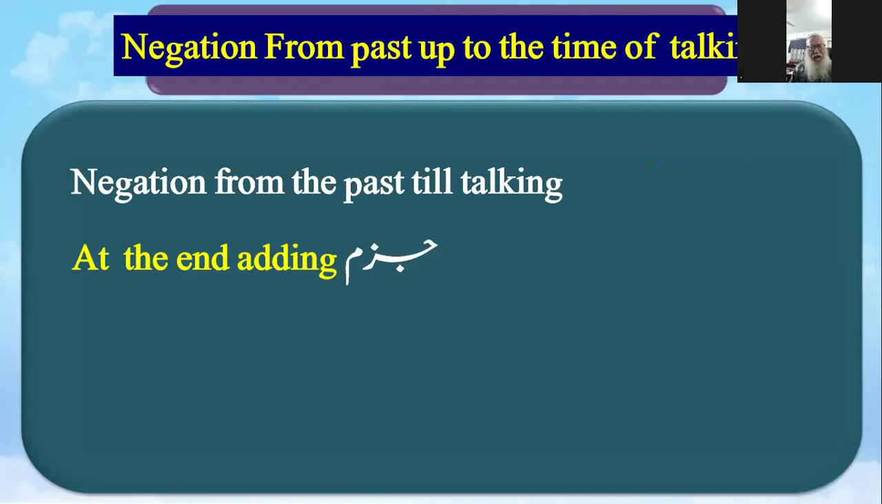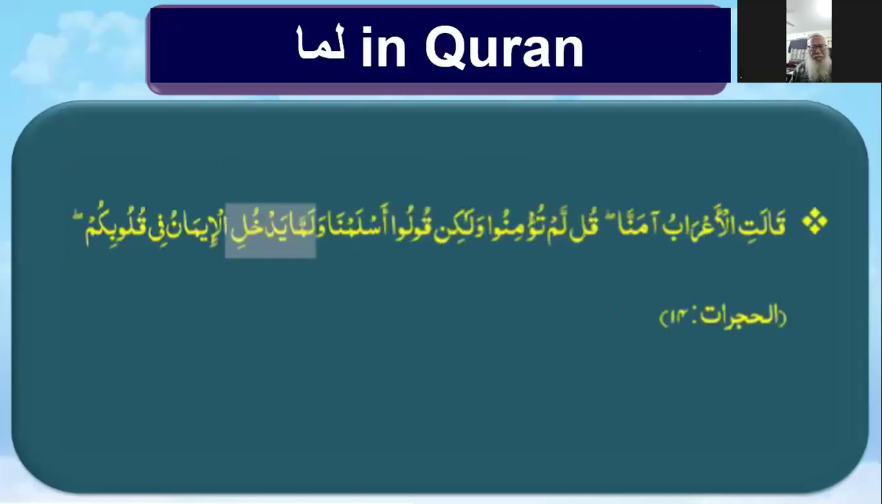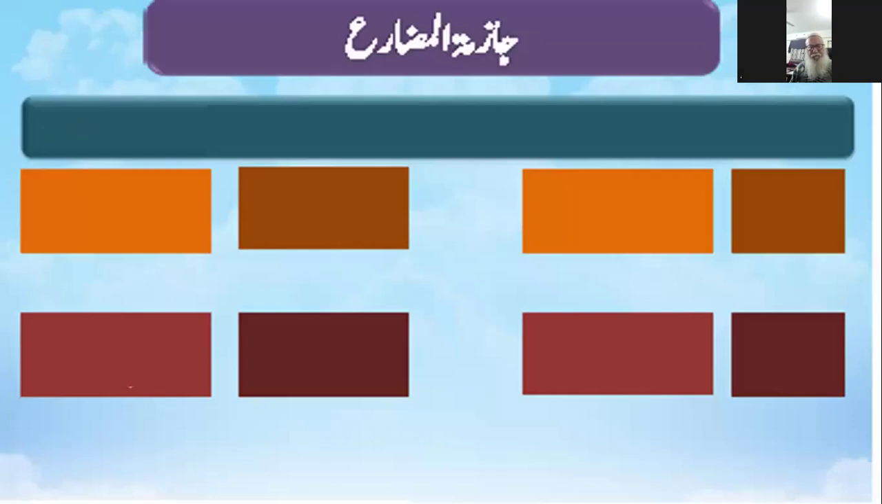What is the negation from the past up to the time of talking? We use the word Lamma. So Lamma also takes the meaning to the past and puts the stress, but it gives the meaning from the past till the time of talking. And secondly, after Lamma, there is the possibility that the thing which has not been done in the past till now can be done now.